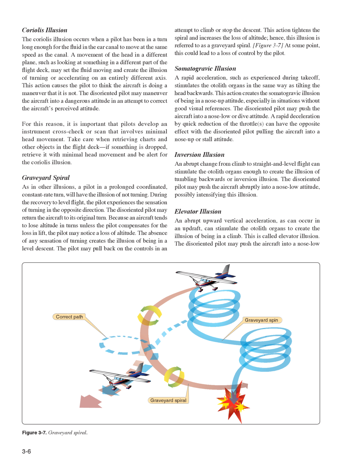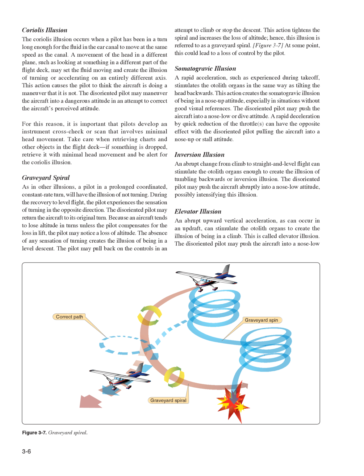Somatogravic illusion. A rapid acceleration, such as experienced during takeoff, stimulates the otolith organs in the same way as tilting the head backwards. This action creates the somatogravic illusion of being in a nose-up attitude, especially in situations without good visual references. The disoriented pilot may push the aircraft into a nose-low or dive attitude. A rapid deceleration by quick reduction of the throttles can have the opposite effect, with the disoriented pilot pulling the aircraft into a nose-up or stall attitude.